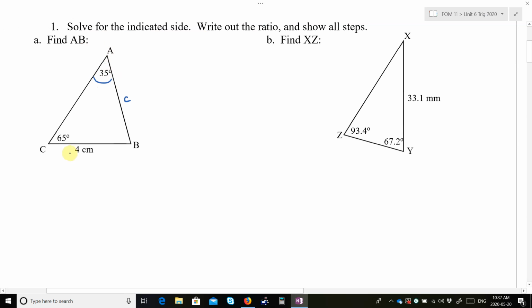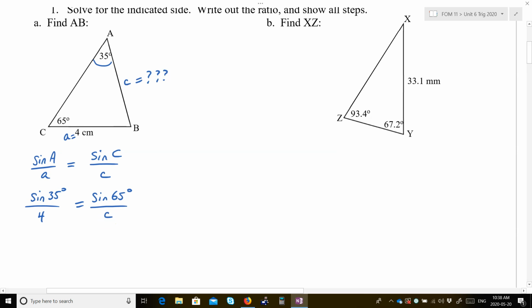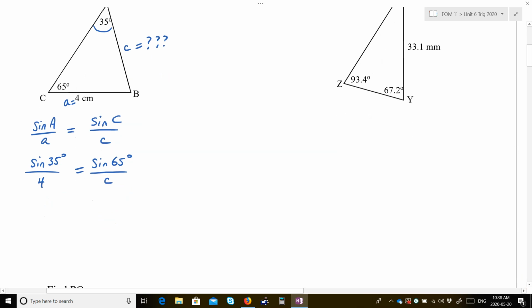So if this is capital A here, then this will be little a, and we can go sine A divided by little a is equal to sine C divided by little c. So I would say that sine of 35 degrees divided by its opposite side 4 is equal to sine of 65 degrees, which is angle C, divided by its opposite side, little c, and we just have to solve this equation for c. When we have two fractions that are equal to each other, we can do that cross-multiplying trick, and we would get c times sine 35 is equal to 4 times sine 65.